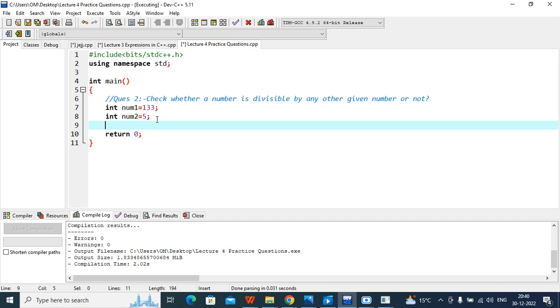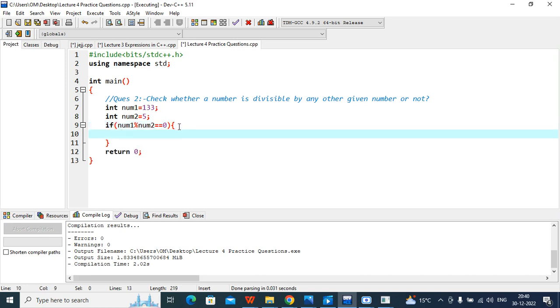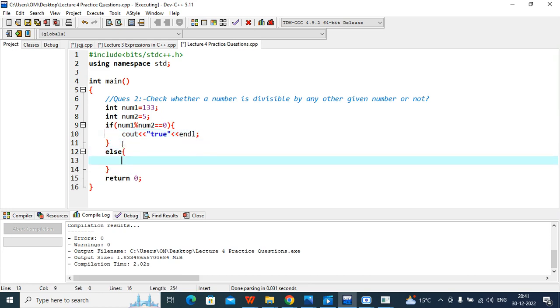So how will you check? That boolean thing, right? Okay. If num1 modulo num2 equals to 0. What does this modulo do? It tells you the remainder. If 133 is completely divisible by 5, it will give remainder as 0. Otherwise, it will give remainder greater than 0. So, we will print true. Yes, it is divisible. Else, we will print false.